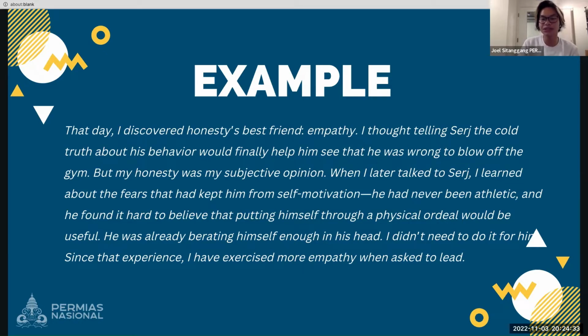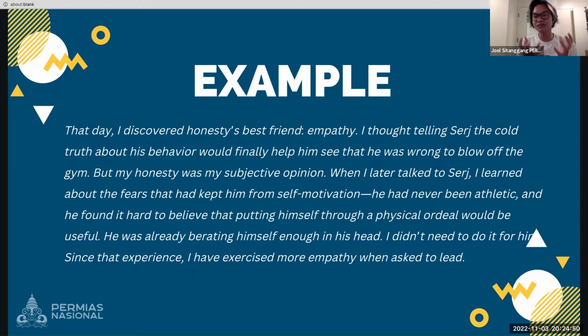When I later talked to Serge, I learned about the fears that had kept him from self-motivation. He had never been athletic, and he had found it hard to believe that putting himself through a physical ordeal would be useful. He was already berating himself enough in his head. I didn't need to do it for him. Since that experience, I've exercised more empathy when asked to lead.